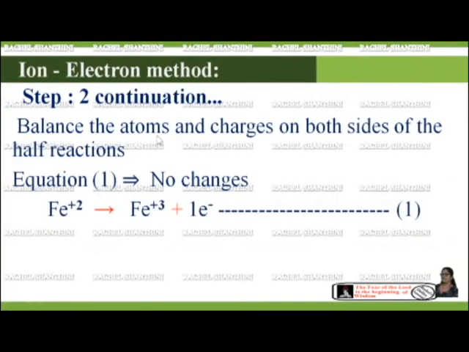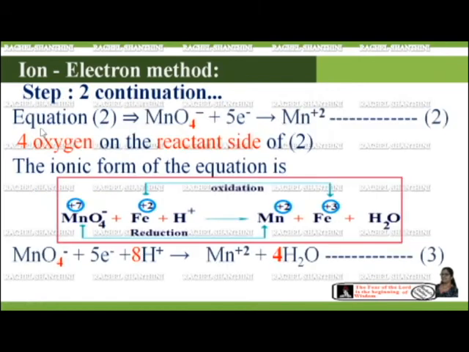While balancing the atoms and charges on both sides of the half reaction, there is no change in equation 1. Coming to equation 2, we have 4 oxygen on the reactant side. To balance the number of oxygen atoms, let us write the ionic form of the equation: MnO4⁻ plus Fe²⁺ plus H⁺ gives Mn²⁺ plus Fe³⁺ plus water molecule. Now we can balance the number of oxygen atoms from this ionic equation.